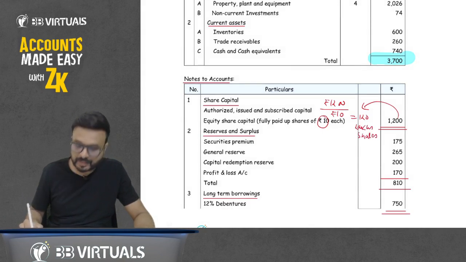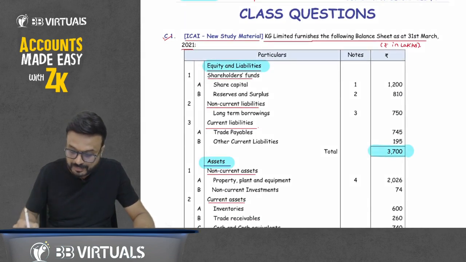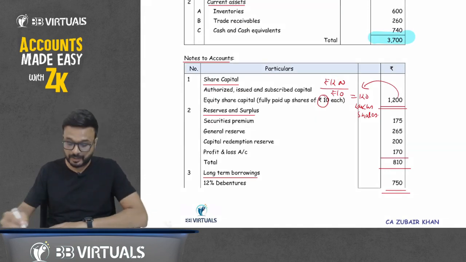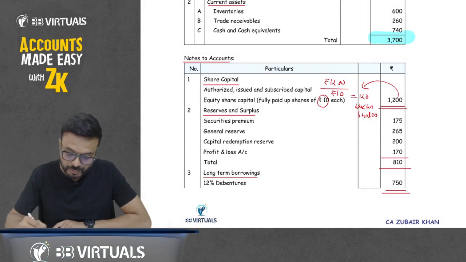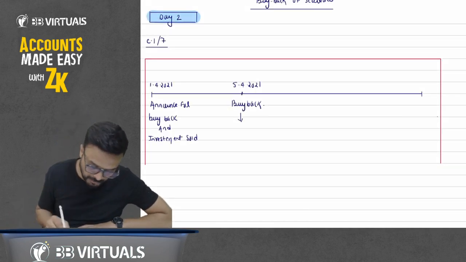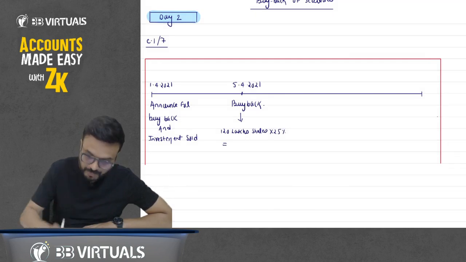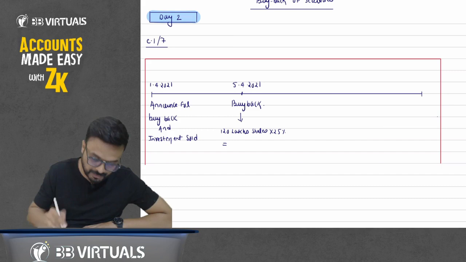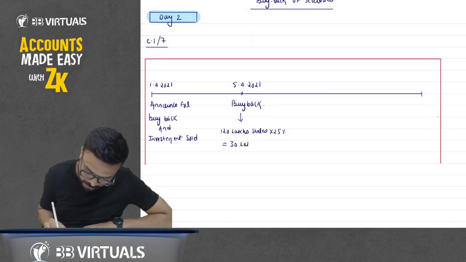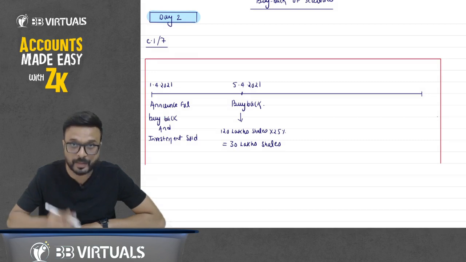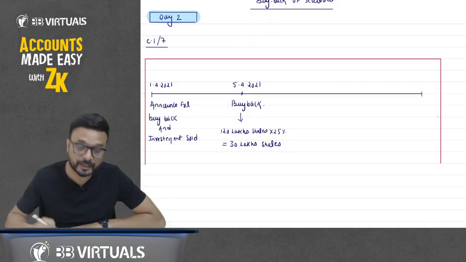You can see here rupees in lakhs. This 1200 is in lakhs, divided by 10, as one share is of rupees 10. So how many shares here? 120 lakh shares. We are doing buyback of 25% only. So 120 multiplied by 25% comes to 30 lakh shares. So we are doing buyback of 30 lakh shares. On 1st of April we announced the buyback, and on 5th of April we actually did the buyback.